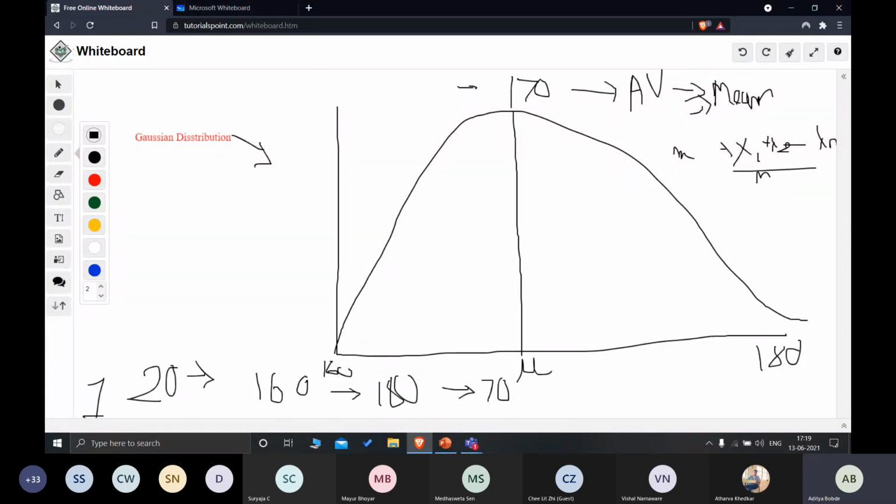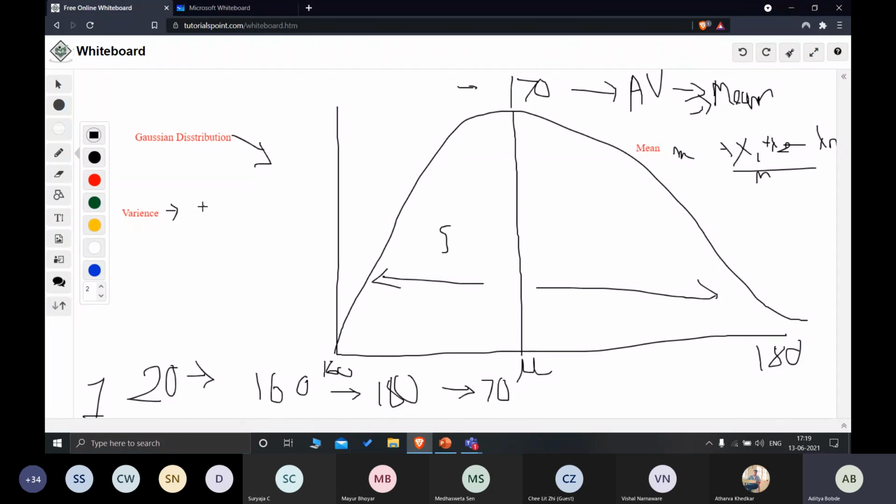Now, you got the term mean. So this was your mean: x1 plus x2 till xn divided by n. And the second term is variance. What does variance signify and what does variance mean? Variance means how far my points are being spread. In this case, our points are spread in the range of 160 till 180. So this is variance.